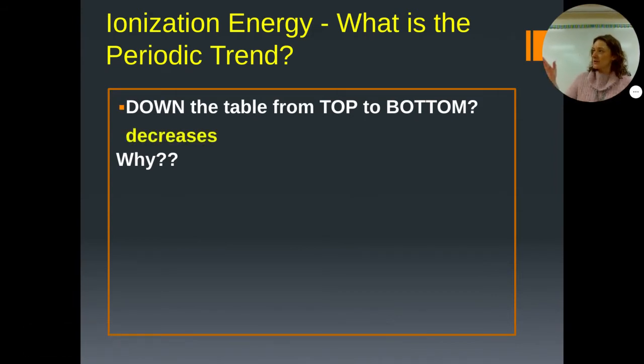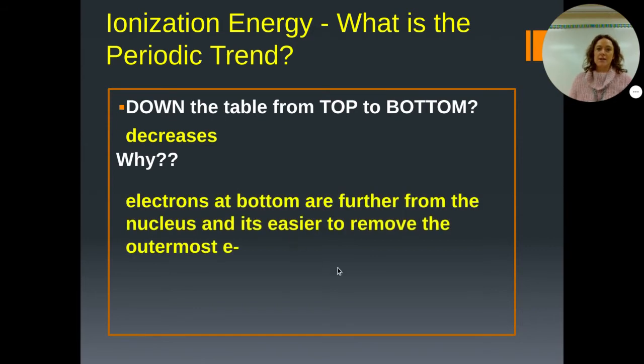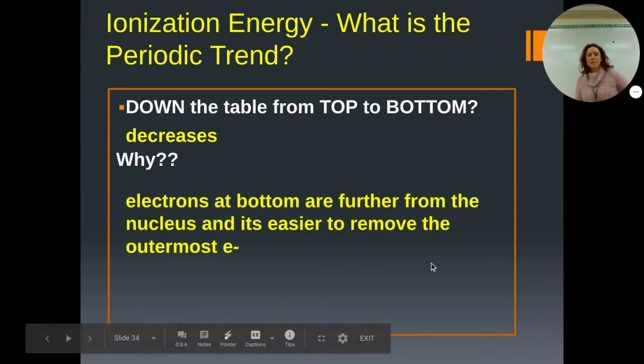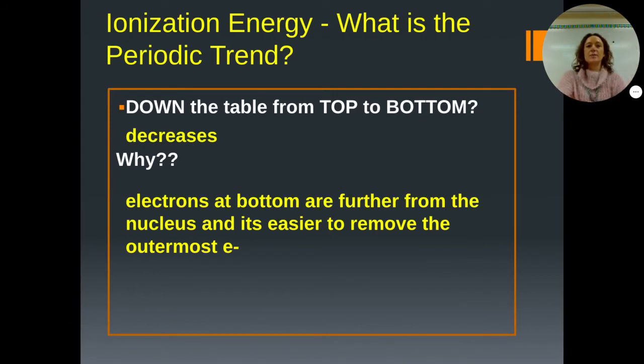So as I go down a group, so down the alkalis, alkaline earths, halogens, noble gases, what's going to happen? It's going to decrease. Okay, why does it decrease? The electrons at the bottom of the group. So when we look at atoms like cesium, francium, the ones at the bottom of the periodic table, those electrons are further from the nucleus, so it's easier to remove them.